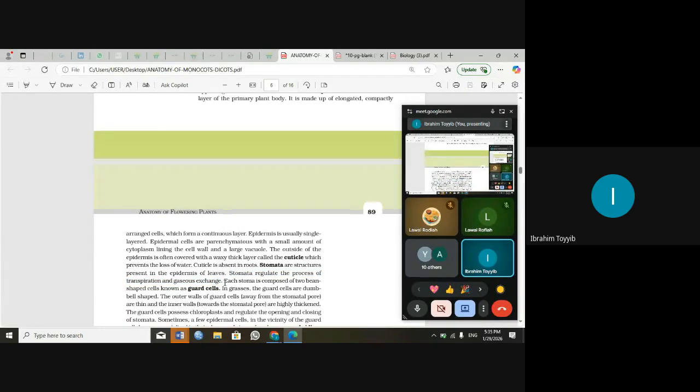So this stomata, the structure is divided like we have. Stomata is the plural of stoma. Stoma is one. Stomata is two. So each stoma is composed of two bean shaped cells known as guard cells.